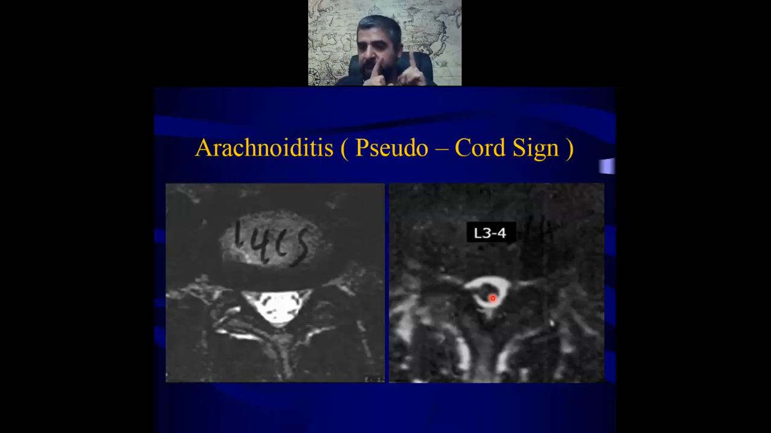We said it may be focal, it may be diffuse. This is focal because L4-5 is normal and L3-4 is affected. So this is a focal pseudo-cord sign.